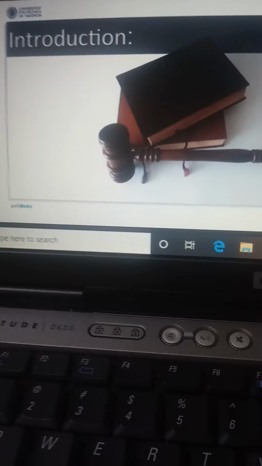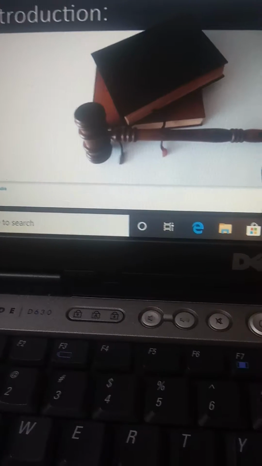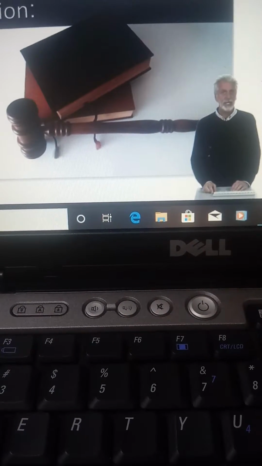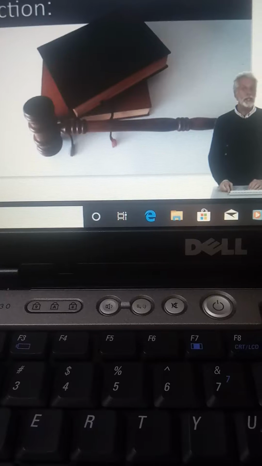About some aspects of intellectual property and its impact on the way that companies develop, sell and protect their products. First, we start with some definitions.